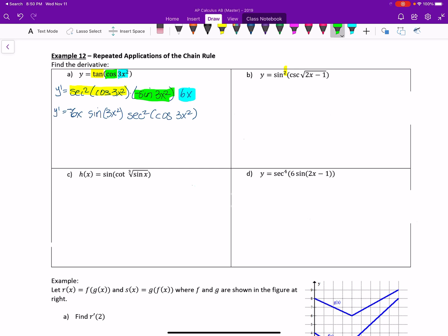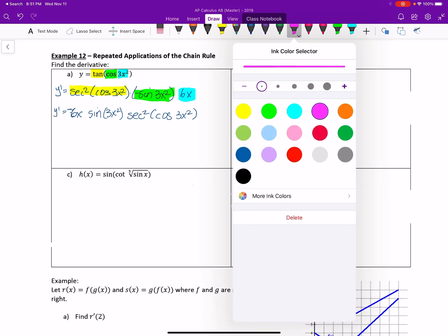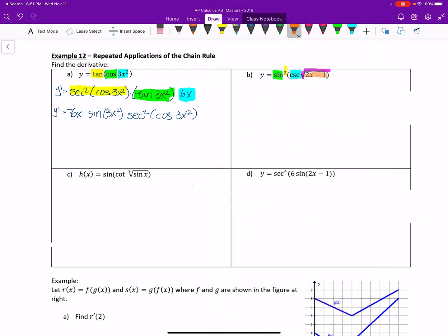And then the next layer is the sine function. The next layer in is the cosecant function. And the next layer in, there's lots of layers for this one, is the square root part of that. And then the final layer, let's pick another color, the orange maybe, would be this one in here, like that. So I would have to do the power first, then sine, then cosecant, then the square root, which is to the power of 1/2, and then the innermost function. Pause the video, try B, C, and D.